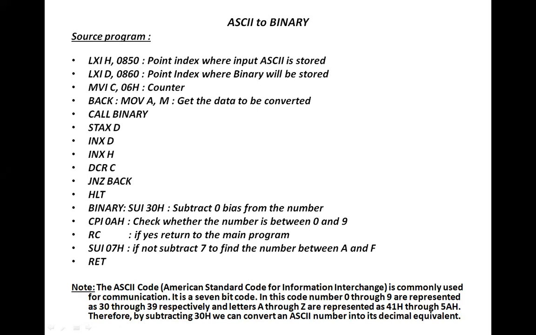So the way we are adding the values to convert the binary number into the ASCII code, similarly, we are subtracting the value 30 or 37, depending upon the number which has to be converted from ASCII to binary. And this process will be repeated till all the numbers are converted. So this is the program for the second code conversion program, which is from binary to ASCII and ASCII to binary.